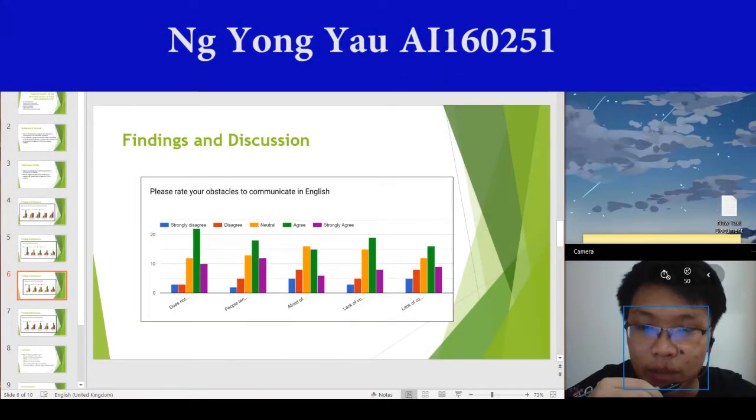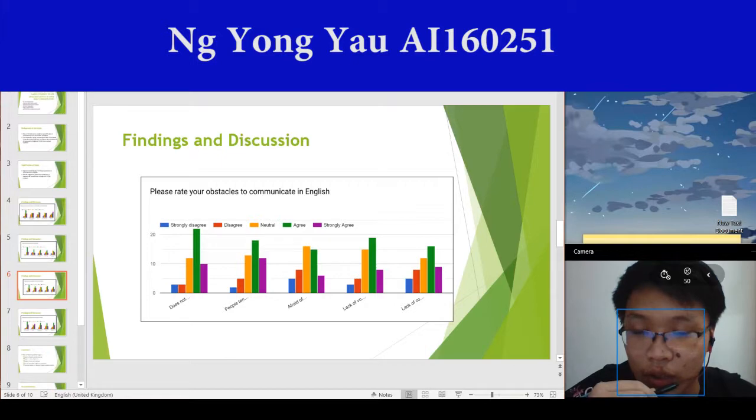I'm from FSKTM. I'm going to discuss the obstacles to communicating in English. From the figure above, we can see we set 5 obstacles for respondents to choose from, which is the biggest obstacle for them to communicate in English.